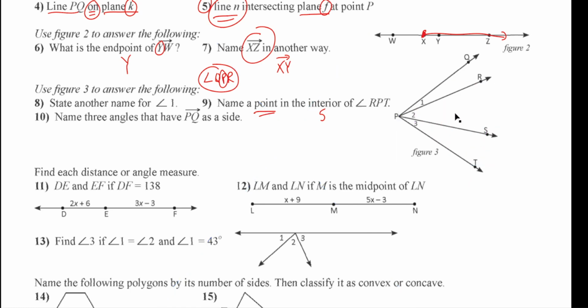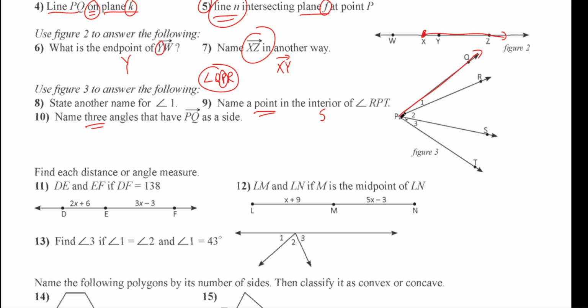All right, last one with this picture. Name 3 angles. I need 3 angles, so my answer has to have 3 angles with ray PQ as a side. Well, let's figure out where ray PQ is. Ray PQ is that ray right there. I need 3 angles that have that ray as one of the sides. What's the most obvious one?